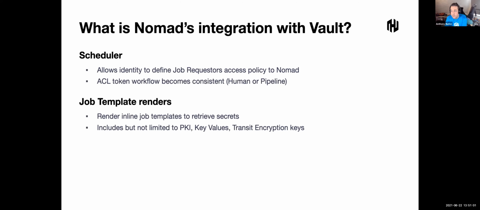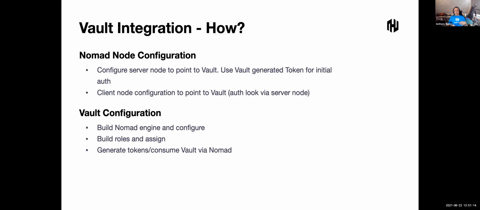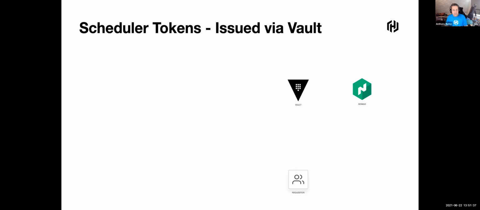One, the scheduler itself, accessing the tokens we discussed from the ACL engine before, and then the job template renderer. So when I render a job against Nomad, it goes to Vault to retrieve the secret. For the Nomad node configuration, I'll point the server to Vault. It gets done generally by the platform owner, right? This would be more suited towards a single owner with multiple tenancies inside that, as opposed to a public multi-tenancy system. And then there's a Vault configuration of building the Nomad engine, you build the Nomad configuration roles and tokens. I will gloss over this one a little bit here.